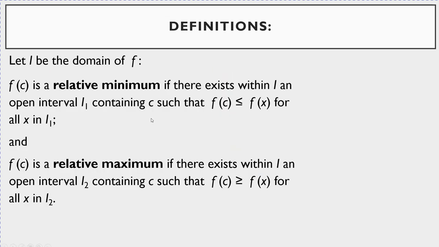So then what we also have here is what's called the relative max or relative min. Okay. So let I be the domain of f. So we have f of c is what we call a relative minimum, if there exists within I an open interval we'll call I sub 1 containing c such that f of c is less than f of x, for all x in I1. What the heck does that mean?